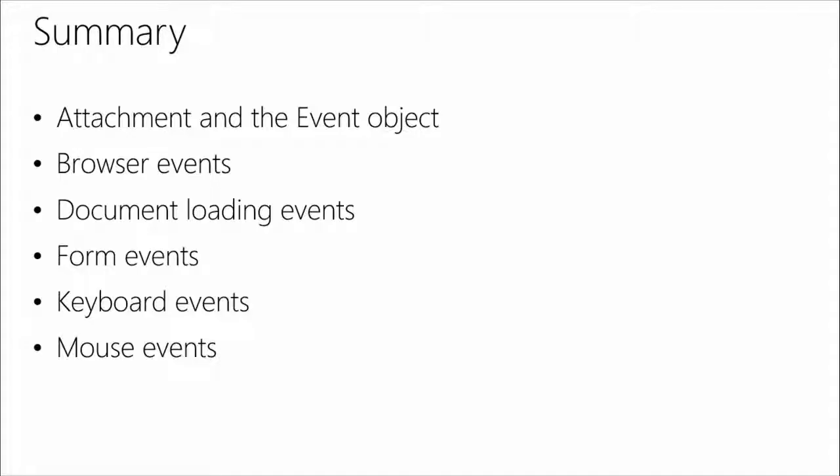Cool. Okay, well, that's about it for events. Let me make sure I've got everything. We covered attachment, the event object, and then various categories of events: the browser, document loading, form, keyboard, mouse. There's lots of them, but they all use the same exact pattern, and that's nice for us as developers. And that covers the concept of events and covers this module. So anything you want to add? No, I think we got it all.